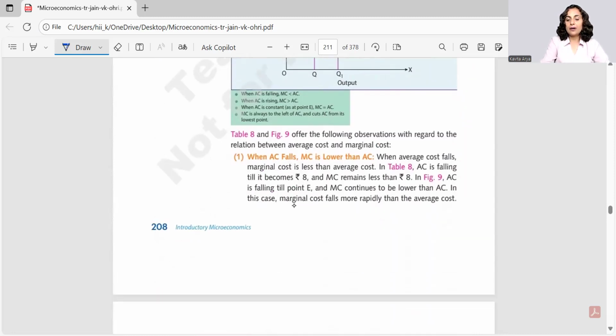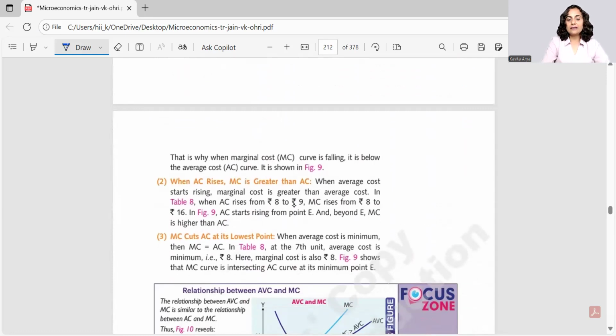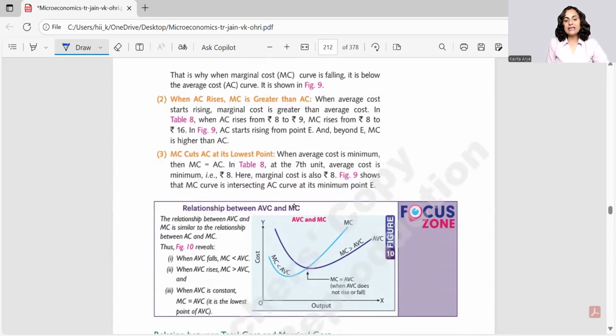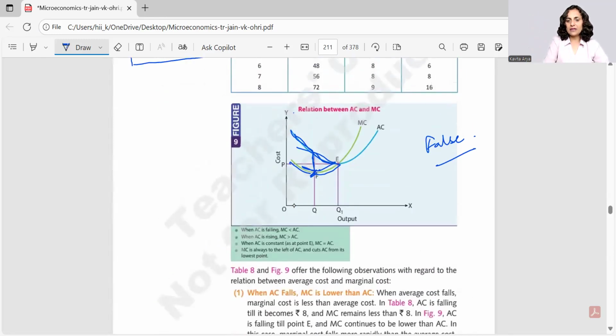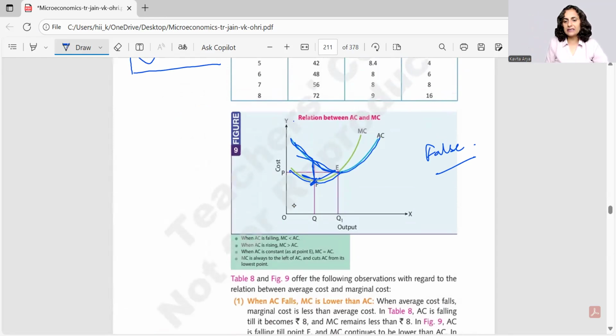Then we have a point of intersection, and MC cuts AC at its lowest point. This is the lowest point. We use this point for demarcating where MC would be intersecting from. And when AC rises, MC is greater than AC. So from this point onwards, in this diagram, when AC rises, MC is greater than AC.